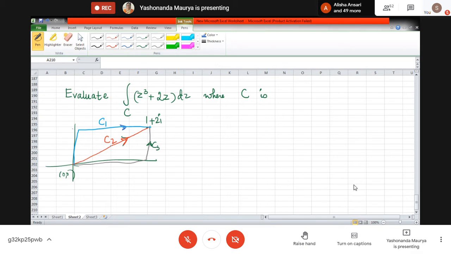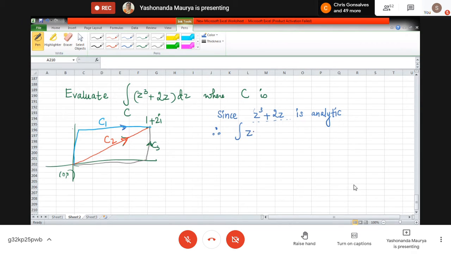Is this clear what I'm trying to say? Over here we have z cube plus 2z. Now this function which we have written involves only the z term. There's no z bar coming over here. If that is the case, then what can we say about this function? This is analytic.